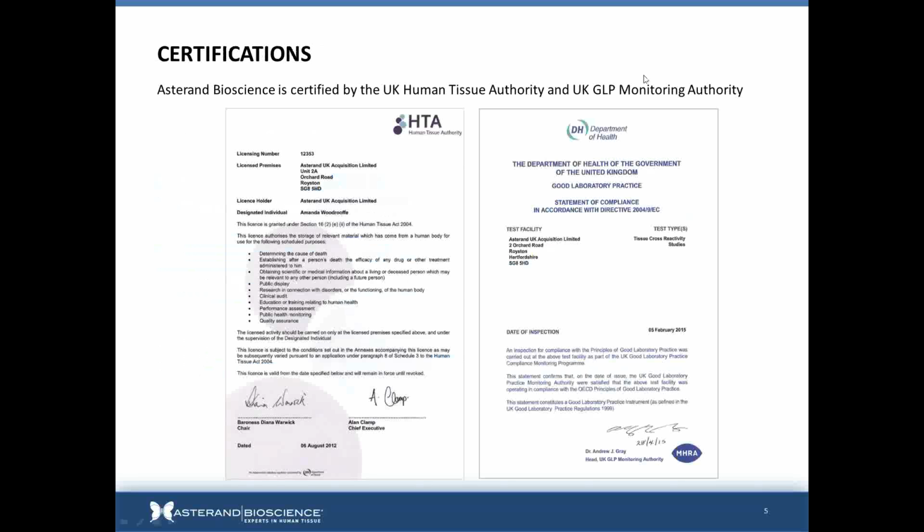So this is not the most wildly exciting slide in the deck perhaps, but these two regulatory accreditations from the UK Human Tissue Authority and the MHRA were very challenging to obtain and underline our rigorous adherence to all components of the Human Tissue Act, particularly in that all our human tissue samples have been obtained under conditions of informed consent with approval for research use. And the certificate from the MHRA underlines our attention to scientific and QA detail in delivering our tissue cross-reactivity service to the standards required for GLP.